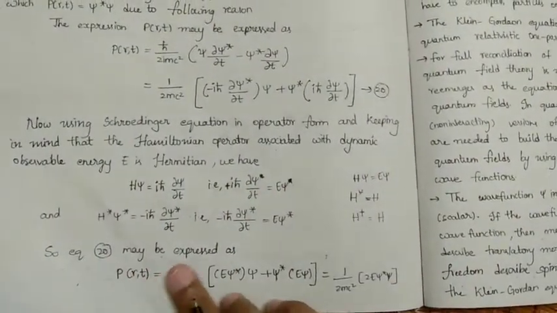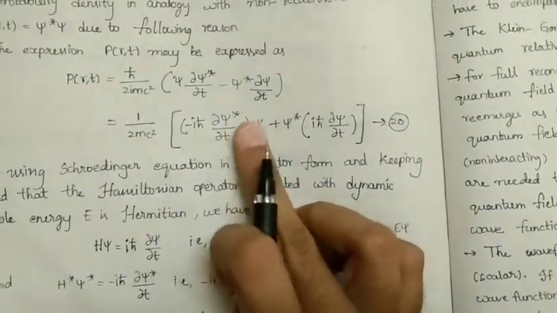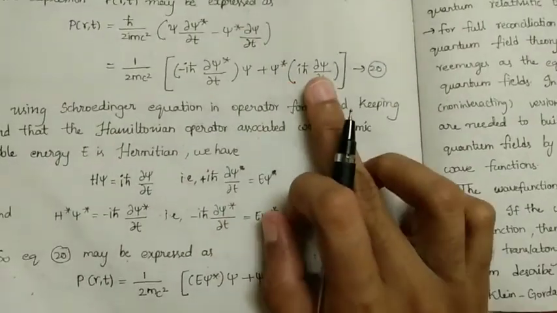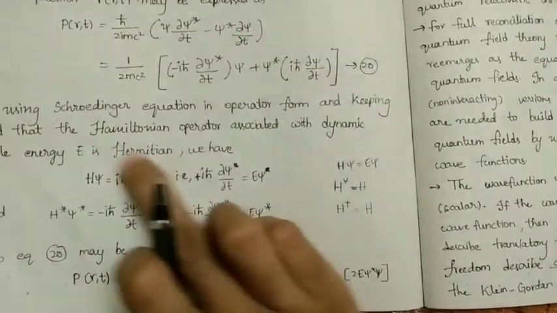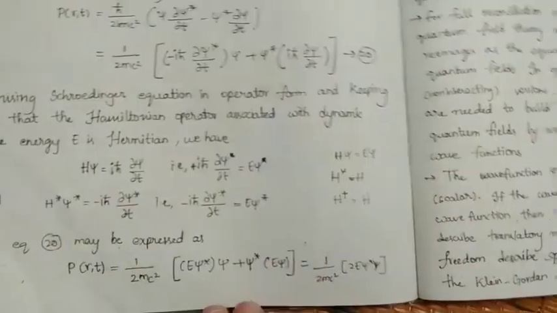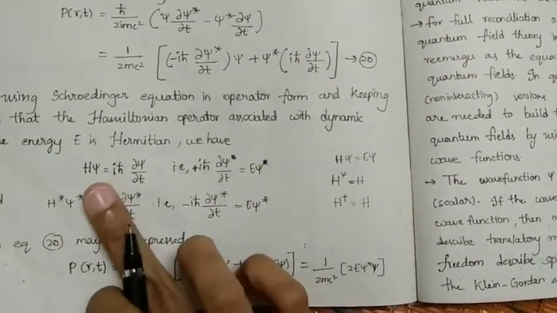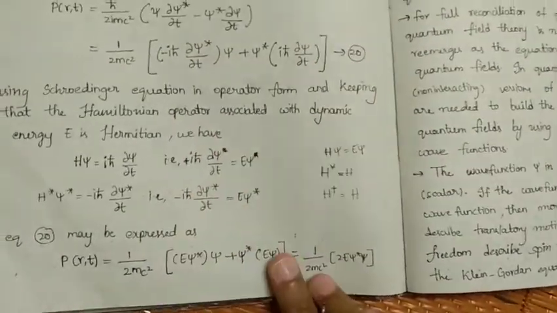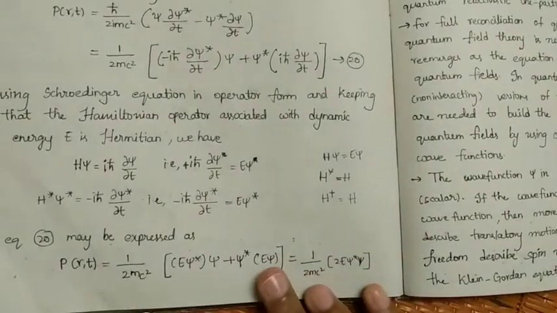So equation 20 may be expressed as follows. 1 by 2mc squared, minus i h cut dou xi star by dou t, that is nothing but E xi star. So this is the E xi star term, and this xi remains as usual. And xi star into i h cut dou xi by dou t is nothing but H xi, and H xi is equal to E xi. So this term is replaced with E xi.